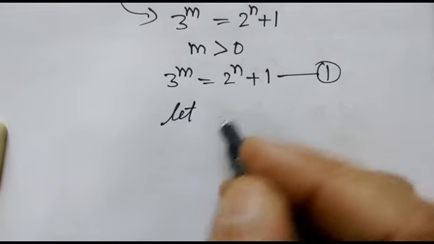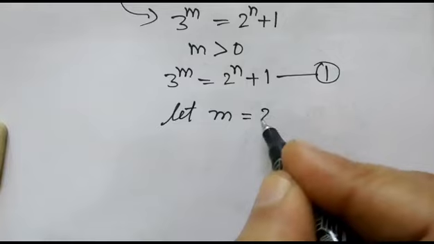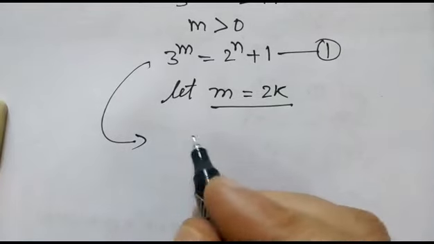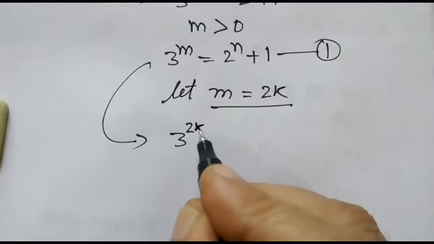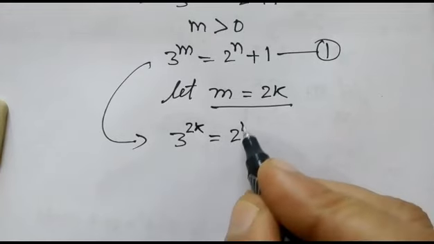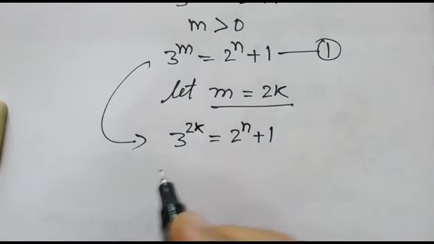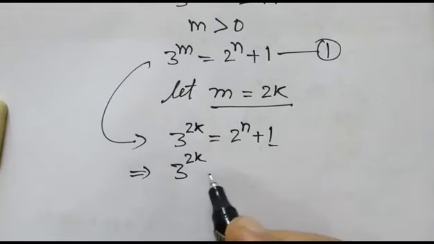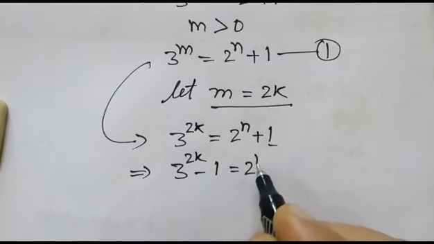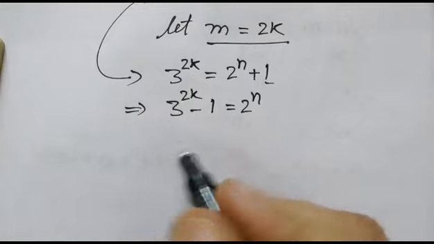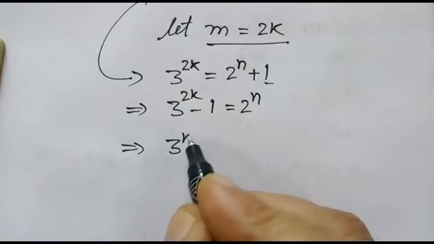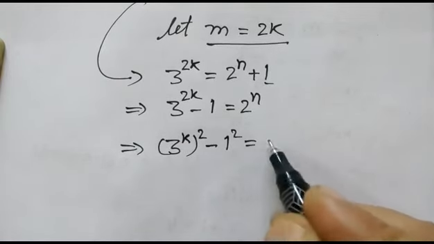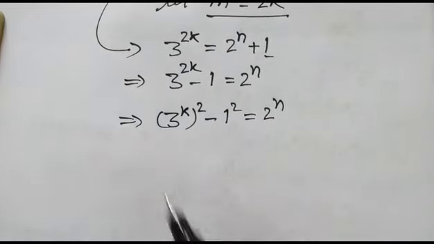Let m is equal to 2k. So this equation will change as 3 to the power 2k is equal to 2 to the power n plus 1. So 3 to the power 2k minus 1 is equal to 2 to the power n, that is, (3 to the power k) whole squared minus 1 squared is equal to 2 to the power n.